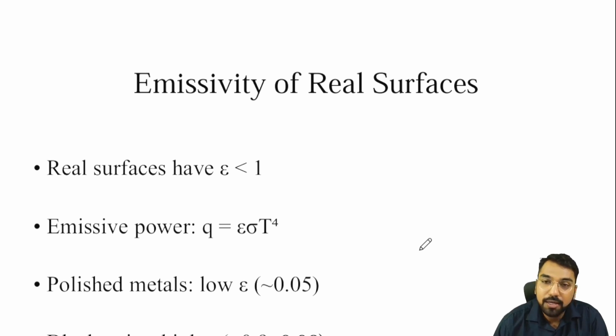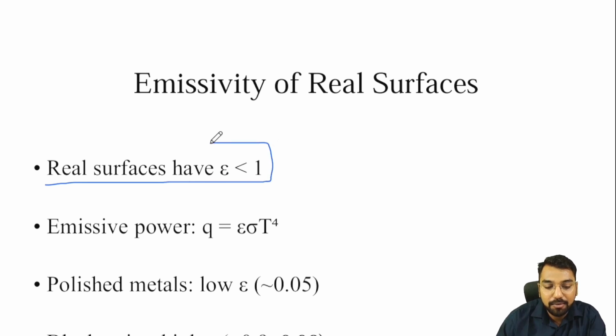So here, in emissivity for real surfaces, we consider a gray body, which can capture any wavelengths. The material we call a gray body has the same, constant emissivity for any wavelength. Okay, so real surfaces have emissivity less than 1.